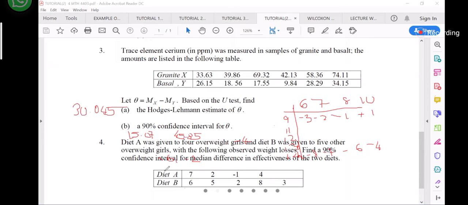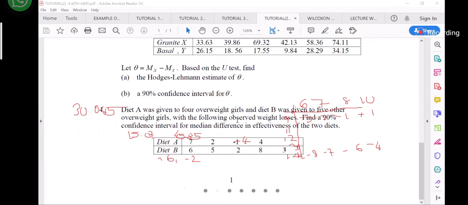All right, so number 4. These were all very straightforward. Number 4, find the confidence interval of the variance in the effectiveness of the two diets. Again here, for overnight, given to 5 other overnight with the following observed weight losses. So what do you get here? Upper negative 2. Lower, negative 2.